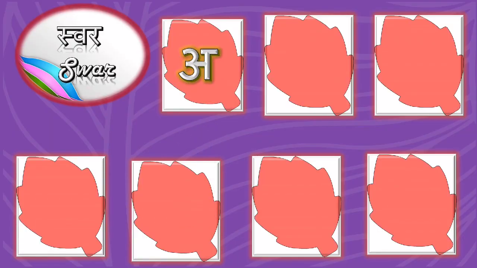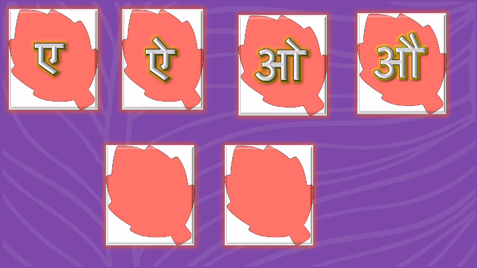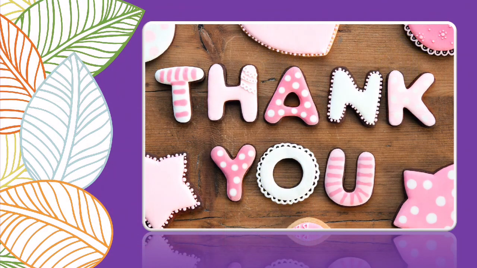Let us revise all the swar together, which are the vowels. The first one is a, aa, e, ee, u, oo, ri, e, ai, o, au, ang, aha. If there are any queries or clarifications, you can comment in the comment box.